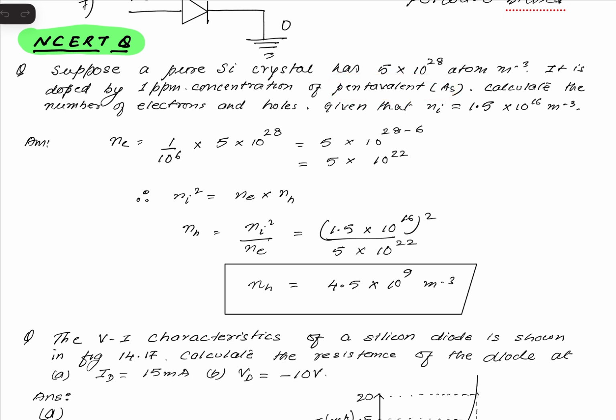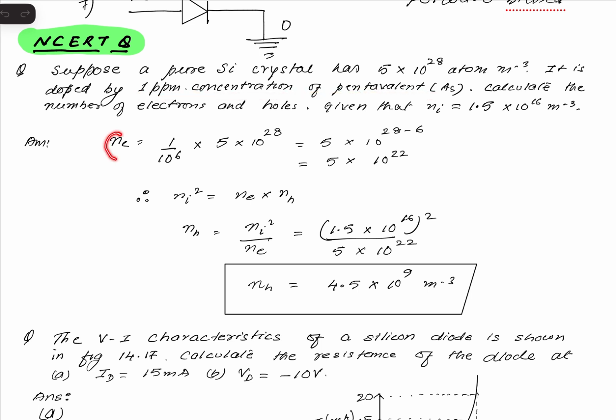Okay, so which means that we will get Ne. Fine, Ne means electron density, number density. And they have asked to calculate the number of electrons and holes. Given that Ni, okay, the charge carrier of intrinsic, that is Ni, is this much. So here, since they have doped with 1 ppm, ppm means parts per million.